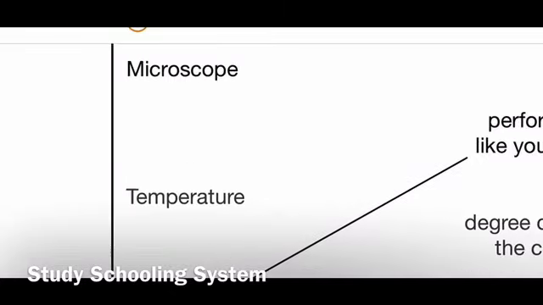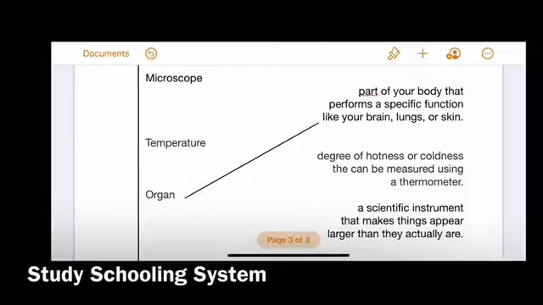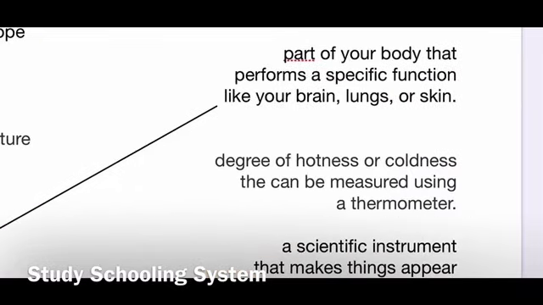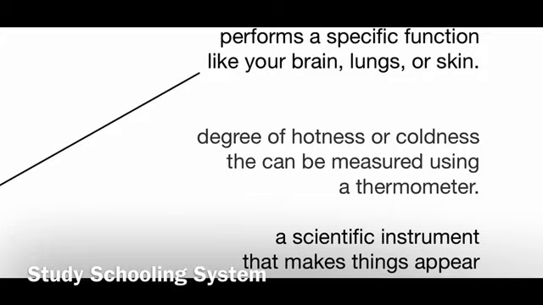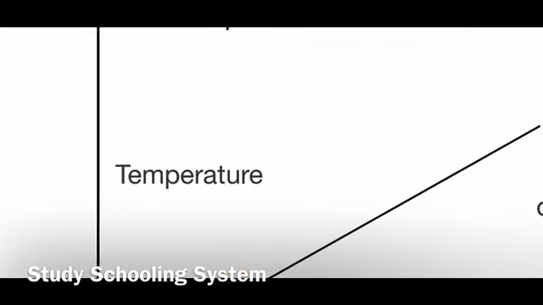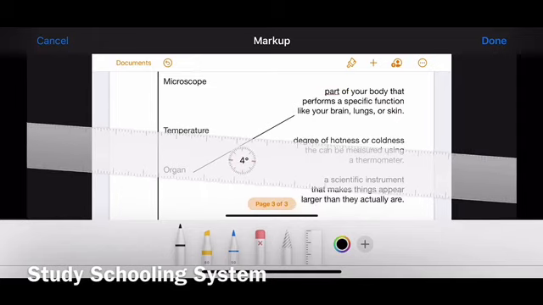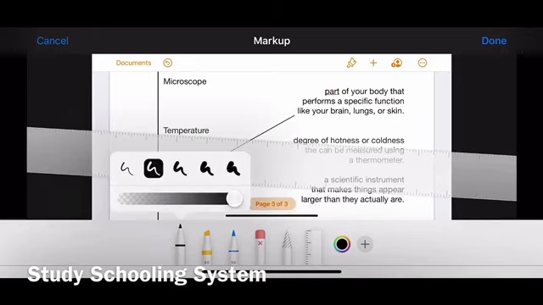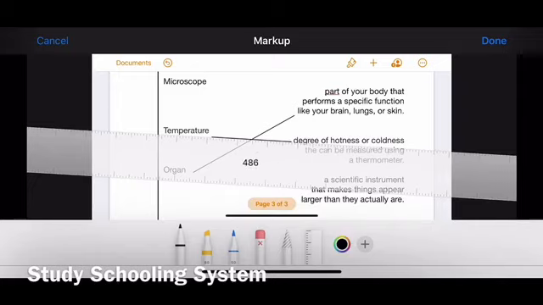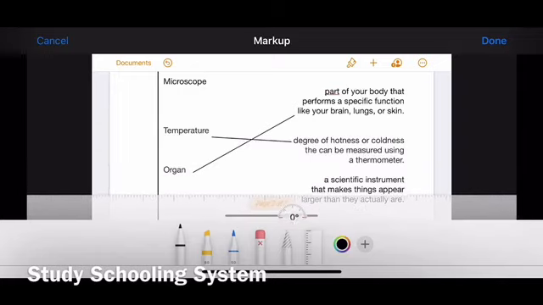Now we have microscope and temperature remaining, and 2 definitions left. So degree of hotness or coldness that can be measured using a thermometer. Now using a thermometer, what do we check? Yes, of course, temperature. We do not check a microscope. So again, use a ruler and match the middle one with temperature. There you go. So temperature means degree of hotness or coldness that can be measured using a thermometer.